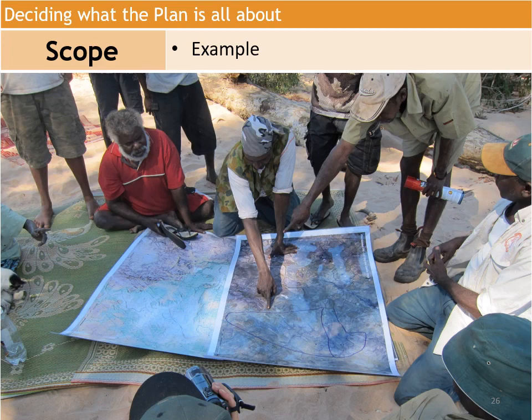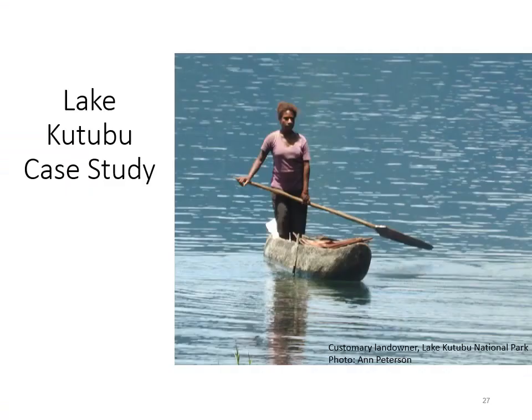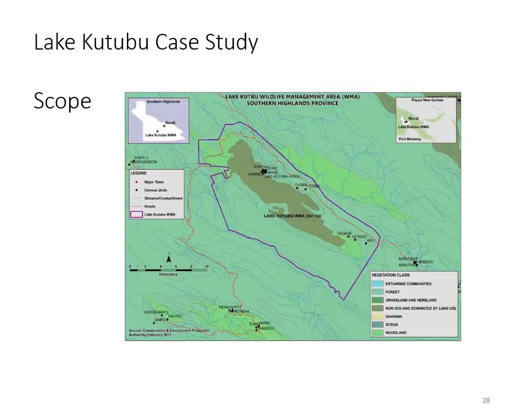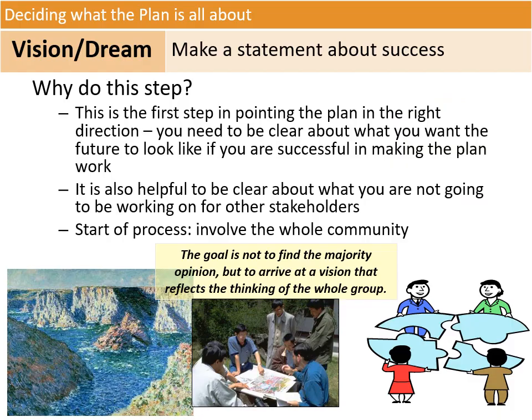So we're following a case study through our sessions, and we're using Lake Kutubu as the case study. We've just taken information from that plan to illustrate what we mean. And so we'll keep referring to that as we go. So if you look at that, the plan for that area, then they've come up with their scope, which is the boundary on that map. So that's the place that the plan is being developed for. And that's really all we're talking about. You know, where do we need to do this plan for? Once we know where, then we can start thinking about a vision.